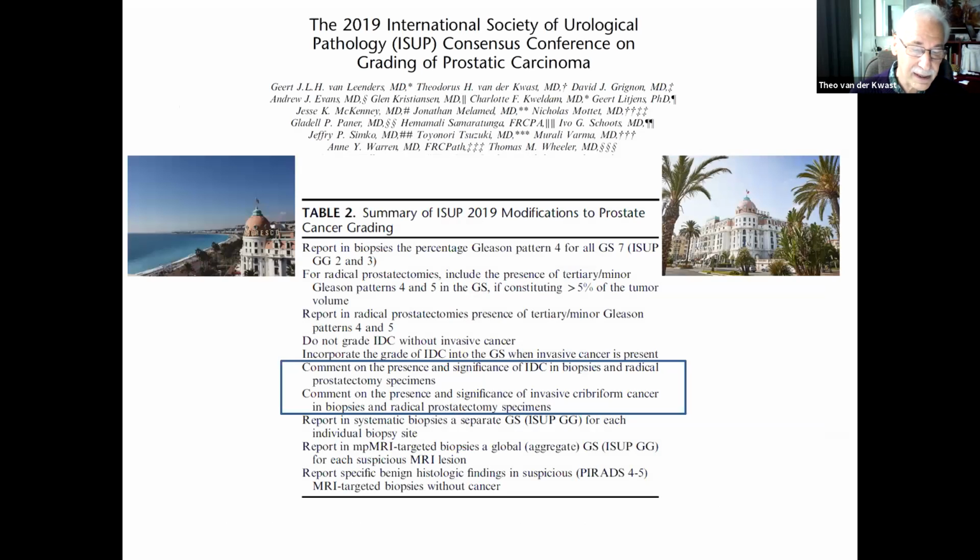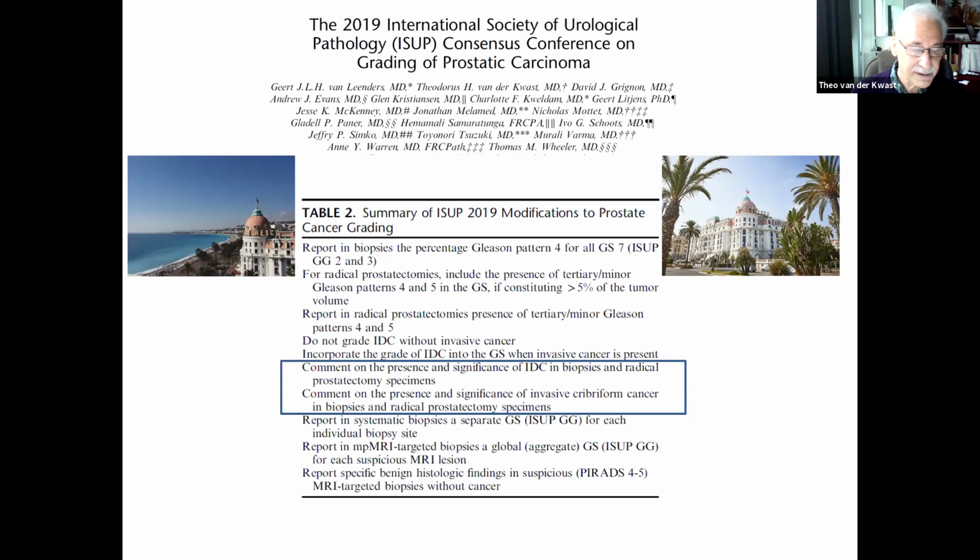Last year, September, the ISUP convened a consensus conference on grading of prostate cancer in Nice, France. And one of the recommendations was to report on a routine basis the presence or absence of intraductal and cribriform pattern carcinoma. So in your pathology reports, it is now a mandatory element to report on the presence or absence of cribriform pattern carcinoma. This recommendation was based on ample evidence of the distinct prognostic impact of cribriform and intraductal carcinoma, as highlighted in the previous ISUP lecture.